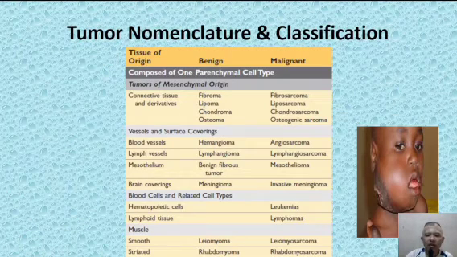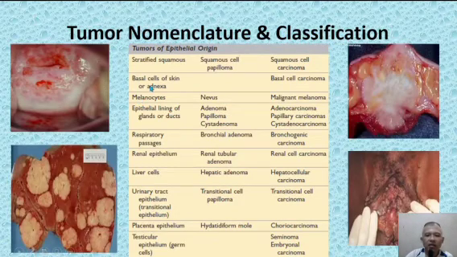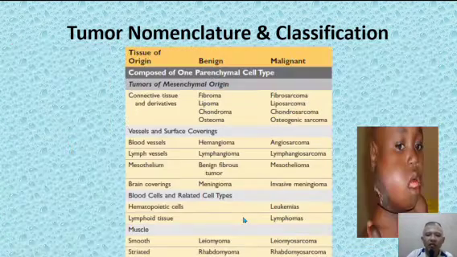And this is again a similar table. Okay, so mesenchymal origin, epithelial origin. So take note that aside from lymphoma, you also have seminoma as a word ending in oma, but already malignant. Okay, what else?